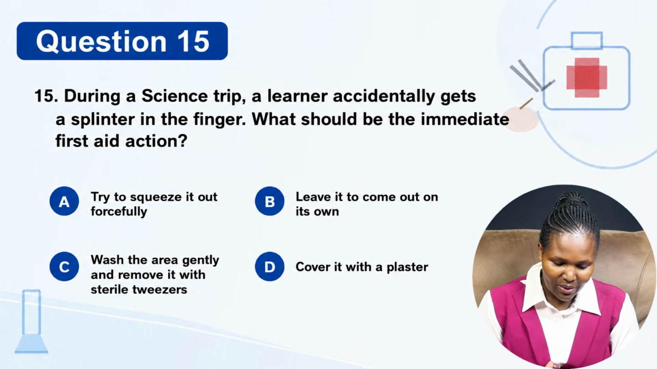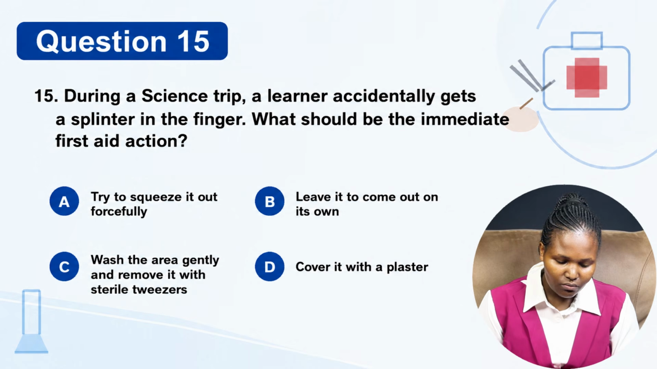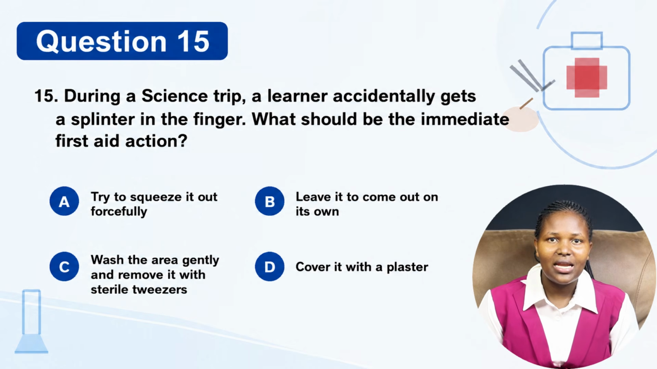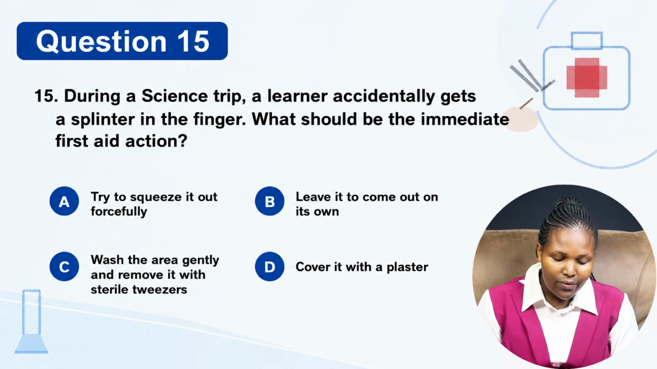Let us now go to question number 15. It says that during a science trip, a learner accidentally gets a splinter in the finger. What should be the immediate first action? Here we have a learner with a splinter in the finger. We are supposed to identify the immediate first aid action, because there are many things we are going to do for this learner, but which is the first one?